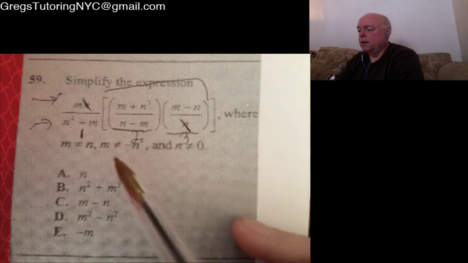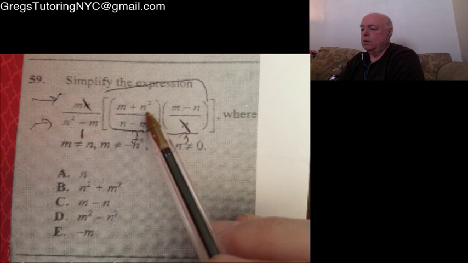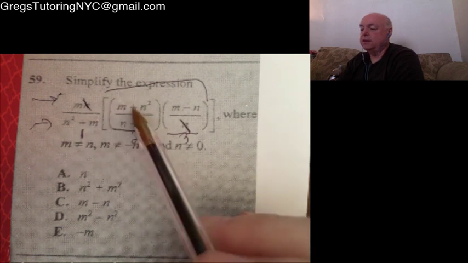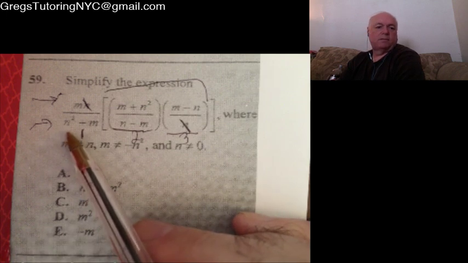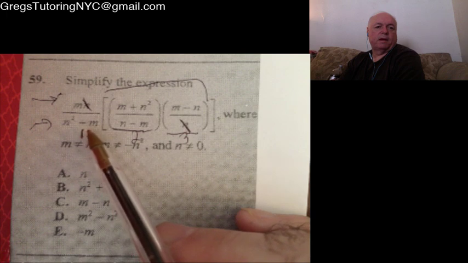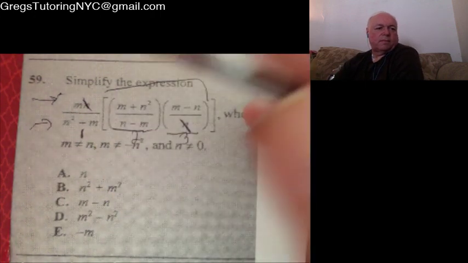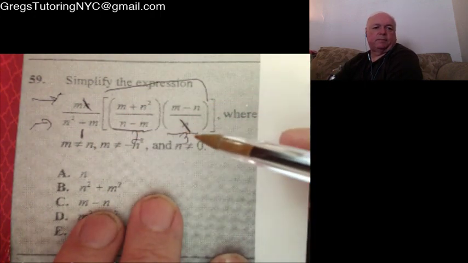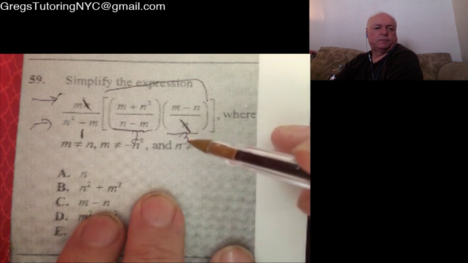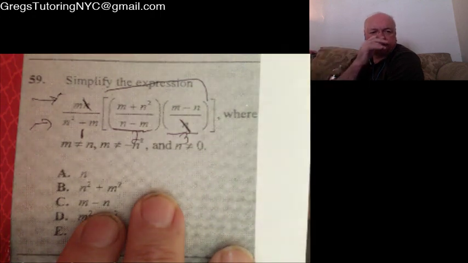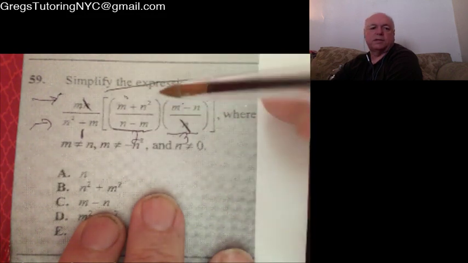I also notice that this says m plus n squared. Well, if I have a plus b, it's the same as b plus a. So m plus n squared is the same as n squared... wait, sorry, I did that wrong. n squared minus m. And remember, we can go across these different things here.